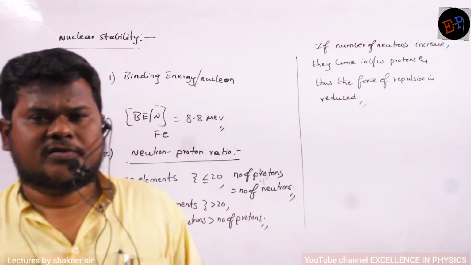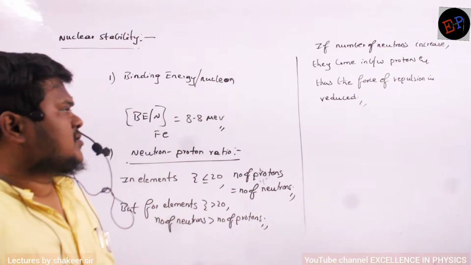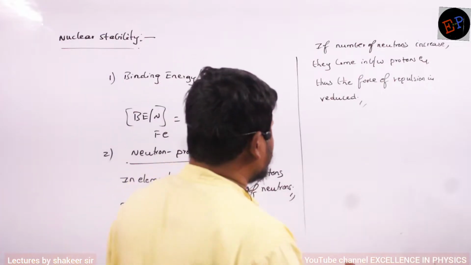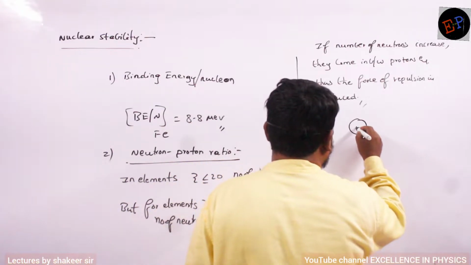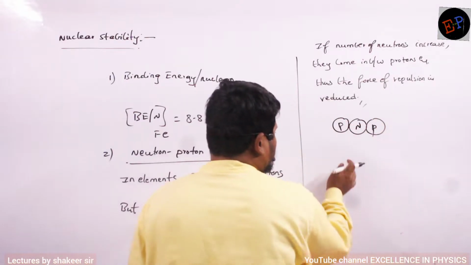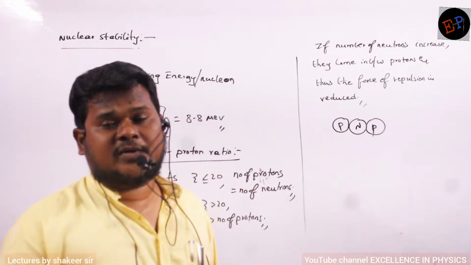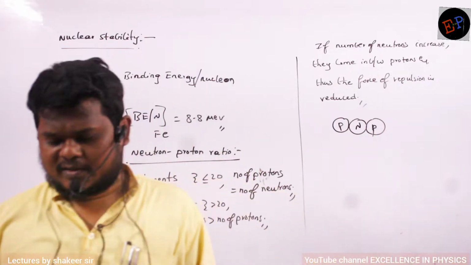A nucleus tends to be unstable only because of repulsion between the protons. So these neutrons will come in between the protons. This is a neutron, this is a proton, and this is another proton. As the distance between the protons increases, automatically the force of repulsion between them also reduces. So this is one factor.